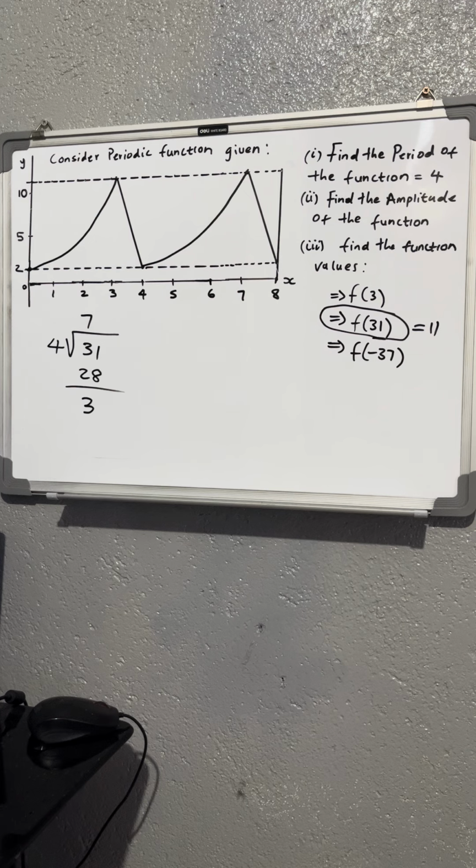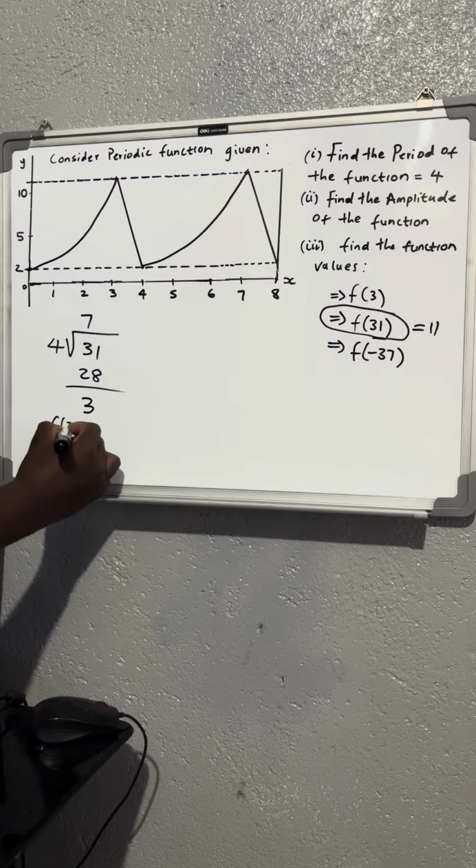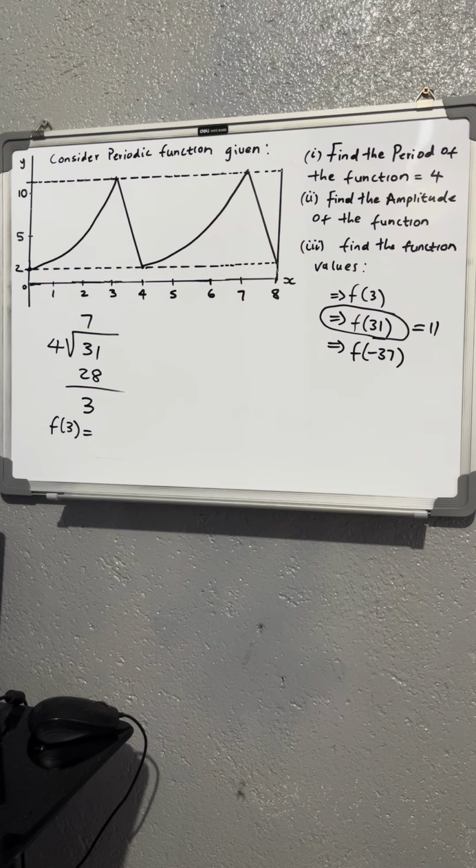Now you say, if I have 3, that means I can work out my f of 3. Then if you work out your f of 3, you will see that this one will still give you your 11.